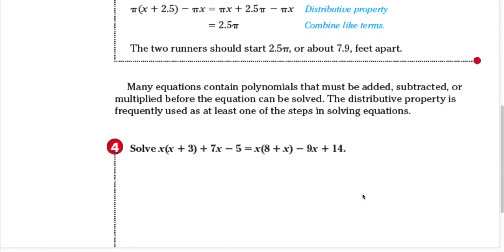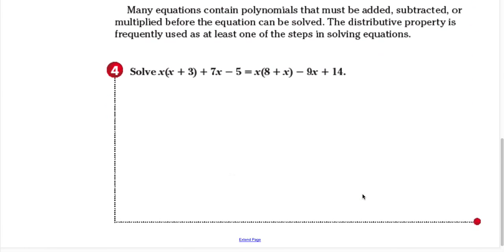And a final example: many equations contain polynomials that must be added, subtracted, or multiplied before the equation can be solved. The distributive property is frequently used as at least one of the steps in solving equations. So we want to solve this equation: x times the quantity x plus 3 plus 7x minus 5 equals x times the quantity 8 plus x minus 9x plus 14.